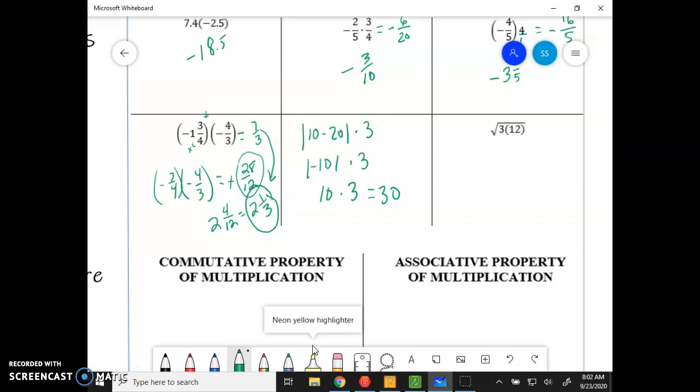And just like we were doing last time, we just need to simplify under here before we take the square root. So 3 times 12 is 36. And now we can take the square root of 36, which is 6.